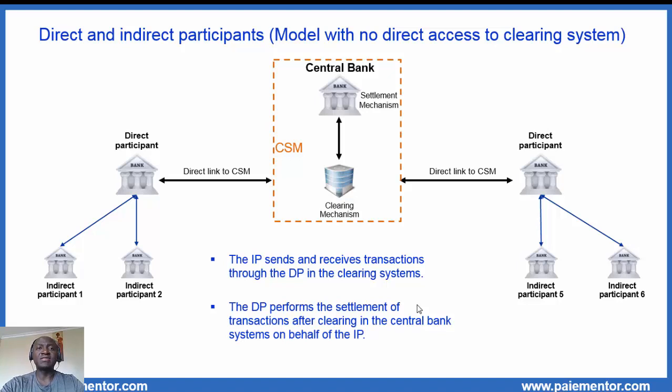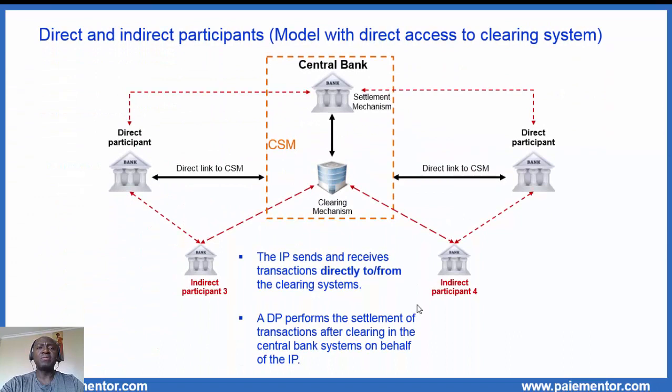Also, the direct participant performs the settlement of transactions after clearing in the central bank systems on behalf of the indirect participant. As I said in the outset of this presentation, this is really the most common model in practice. Indirect participants rely on direct participants for the clearing and settlements of transactions so for all the activities. Let's move to the next model and see what's the difference.